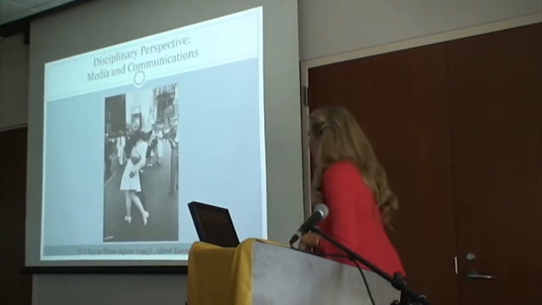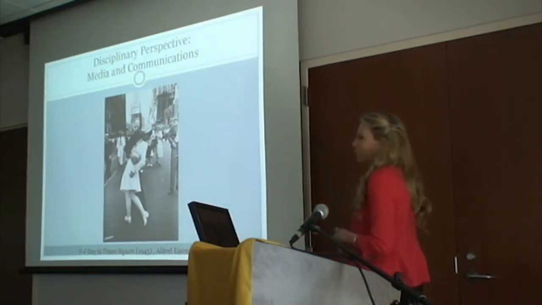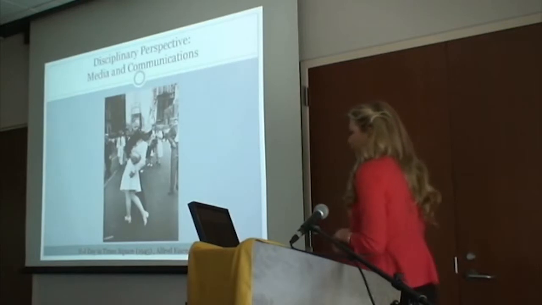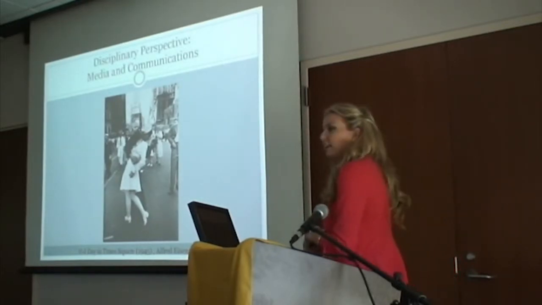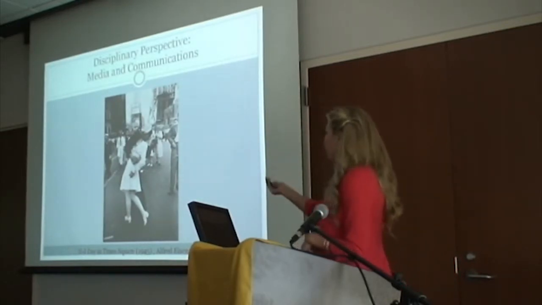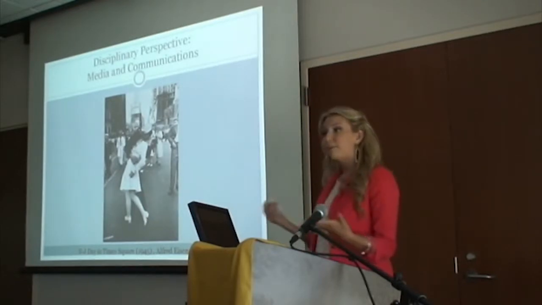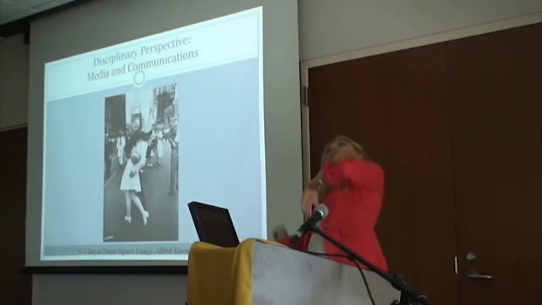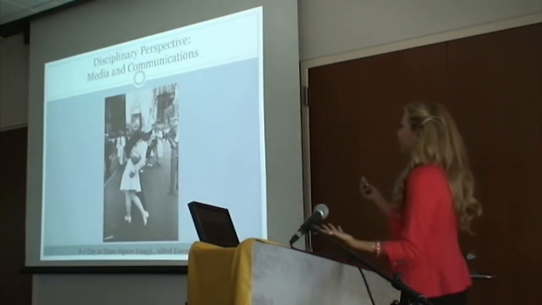Here's another photo. Media and Communications, it's a photojournalistic style photograph of VJ Day in Times Square, 1945, right after World War II. This photo was published in Life magazine and depicts a sailor grabbing a nurse and thrusting her backwards and planting a kiss on her lips.